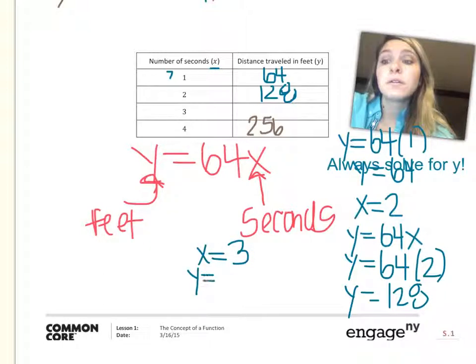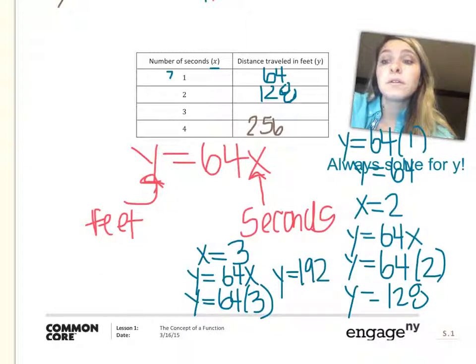Last one, I'm going to plug in x equals 3. So I have y equals 64x. So I have y equals 64 times 3. Plug in 64 times 3 in my calculator, and I get y equals 192.